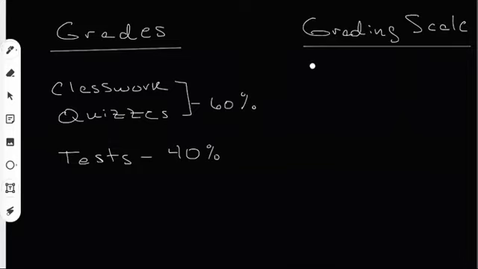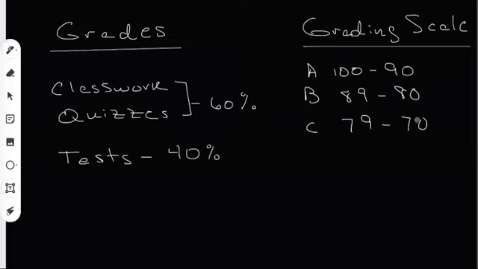Okay, so A is going to be 100 to 90. B is going to be 89 to 80. C is going to be 79 to 70. D is going to be 69 to 60. And then F is going to be 59 and below. So that's the grading scale.